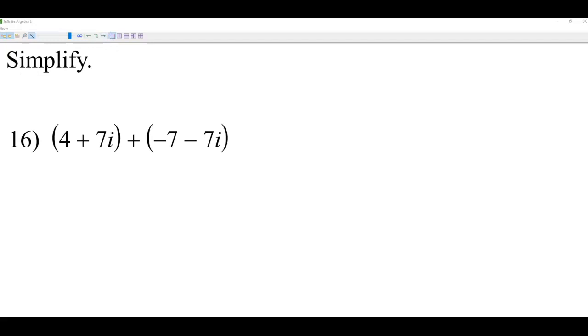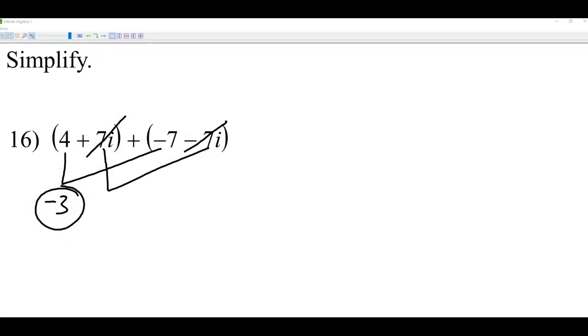So what we are doing here on number 16 is we are adding two complex numbers. A complex number is a number where you have a real number and an imaginary number either being added or subtracted together. So I've got two complex numbers being added here, and the way you do that is just by combining like terms, basically. I'm going to add the two real numbers together, and I'm going to add the two imaginary numbers together. Now, in that case, they just cancel each other out because they're exact opposites. So my answer there would be -3.